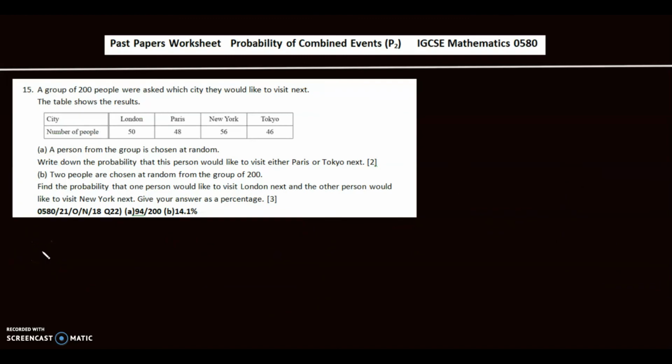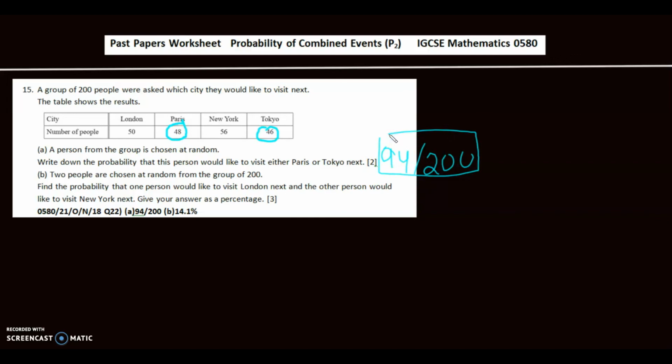A group of 200 people were asked which city they would like to visit next. The table shows the results. A person from the group is chosen at random. Write down the probability that this person would like to visit either Paris or Tokyo next. So, how many people like to visit Paris? 48. How many people like to visit Tokyo? 46. So, total people wanting to visit either one of these cities is 48 plus 46, which makes 94. So 94 upon how many people do we have in total? 200. So 94 upon 200 is the answer for part A.